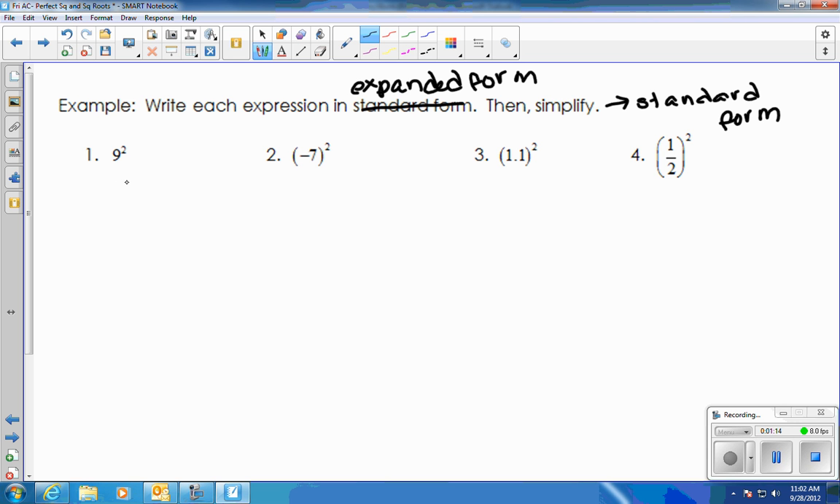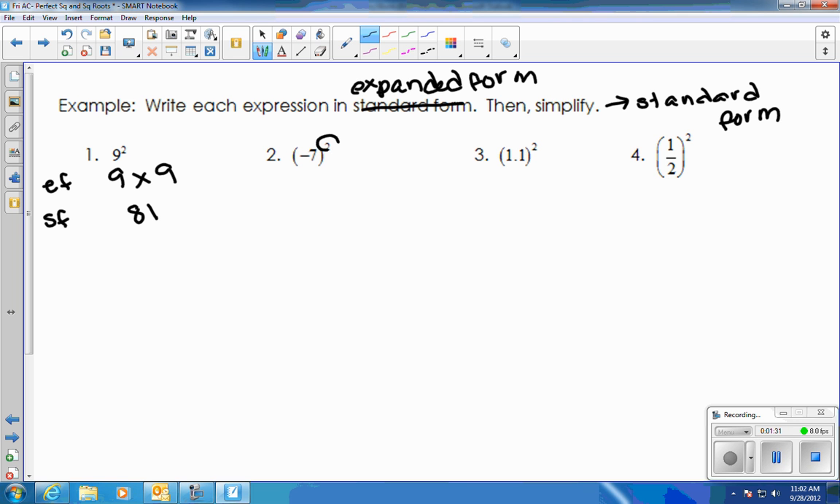So 9 squared means 9 times 9. This is expanded form. Standard form is the answer. Now this one's a little bit tricky, and you need to make sure that you're aware of it because it does show up all the time.